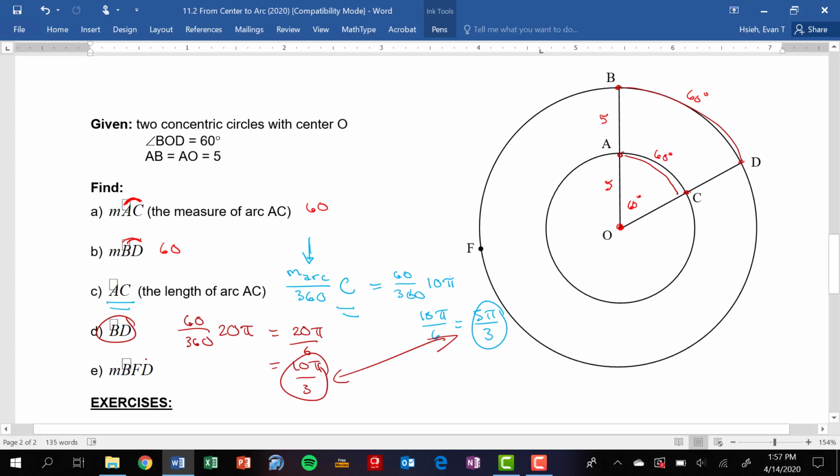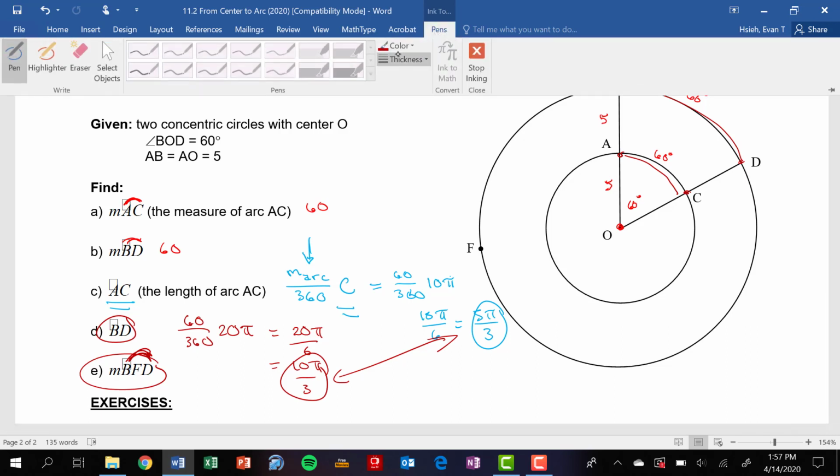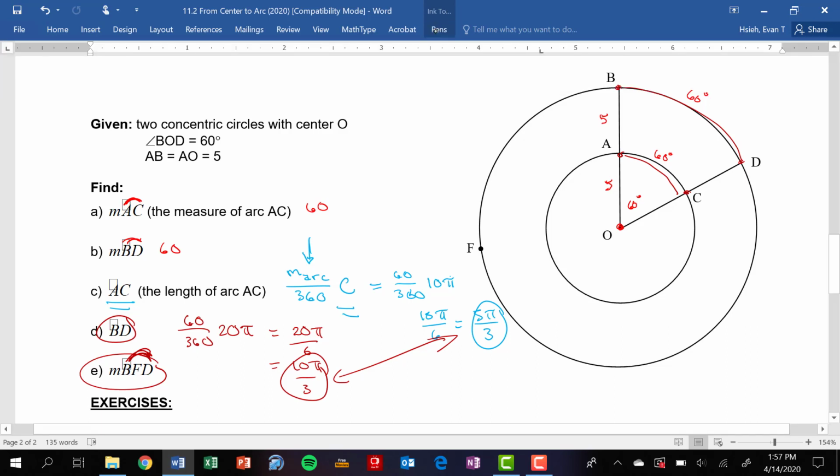And then the measure of BFD: whenever I use three letters, again, sorry about the symbol there, I'm talking about the major arc. And the major arc, remember, is the back side of this. So it's going to be B, then F, and then over to D. In that case, I know the measure of the minor arc is 60, and I know that the entire circle has a measure of 360, so this has to have a measure of 300 for the major arc.